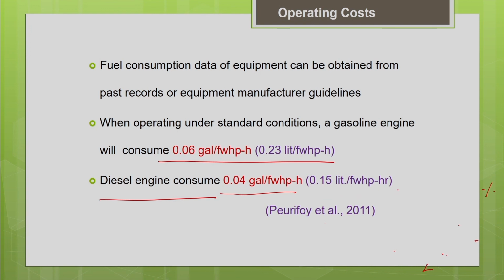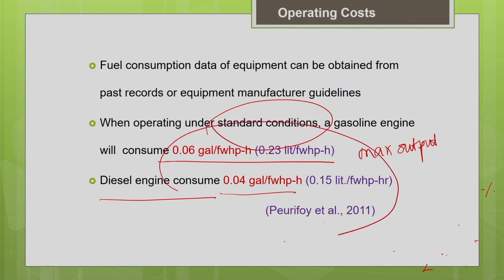So, this is the fuel consumption rate given for two different types of engines. One is the gasoline engine, the other one is the diesel engine. This has been worked out for standard conditions. You can get it from the literature. Standard conditions means your machine is working at maximum output. If you are going to use this fuel consumption value for your project condition, you have to adjust this value according to your project condition.